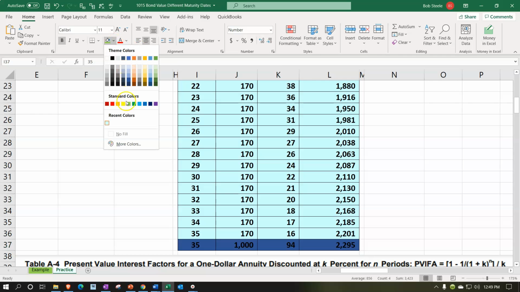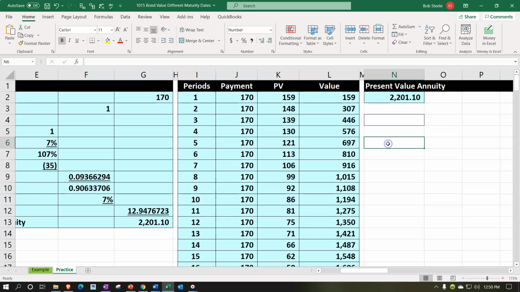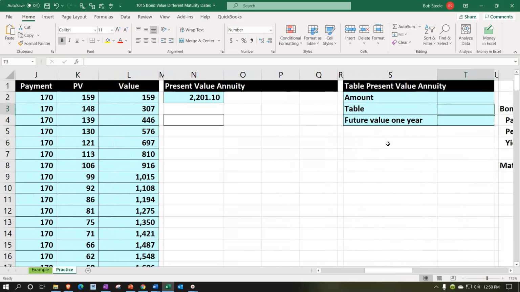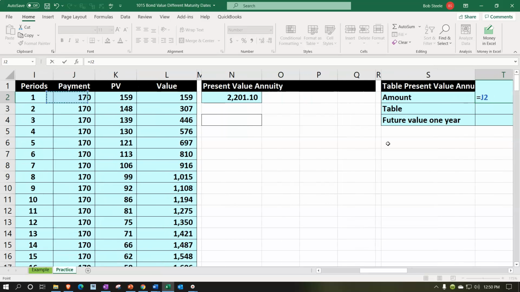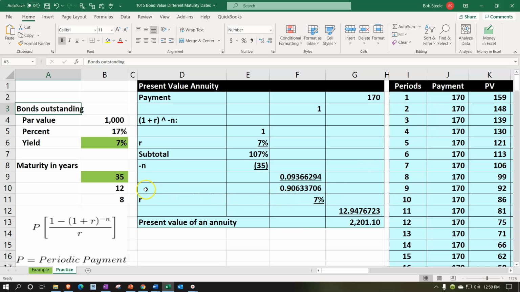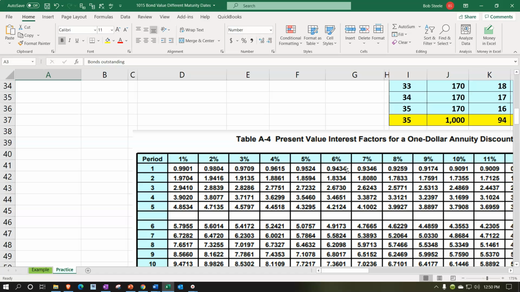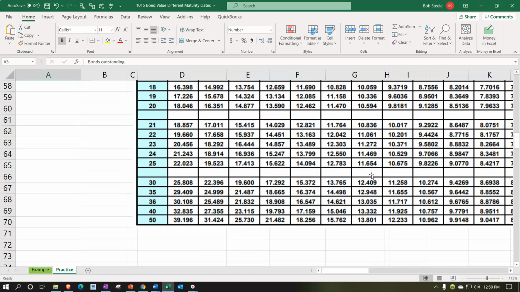So that's one way we can calculate it. We'll get there again doing the second format. So let's now use the tables. I'm going to use the tables. This is going to be equal to the payment of the 170. And then we'll pick up the proper table, annuity, looking at 35 periods, 7%, 7 and 35. Annuity table, 7%, 35 on the periods is going to be down here.